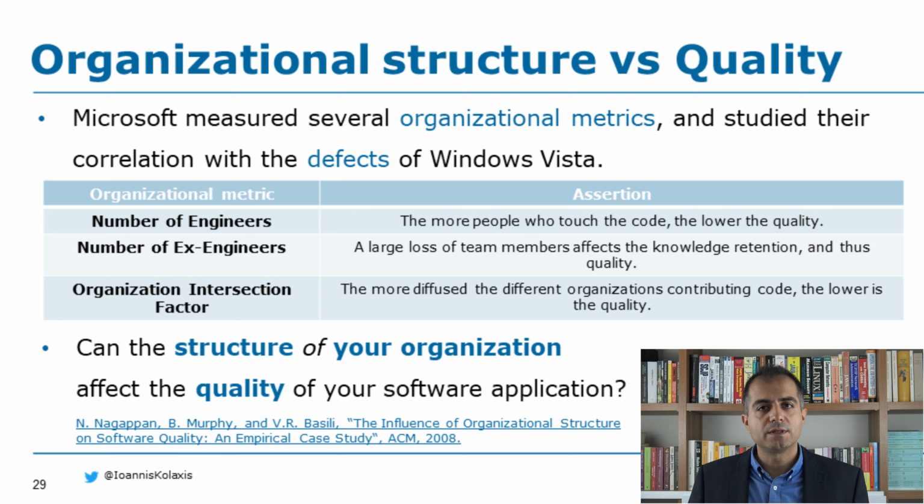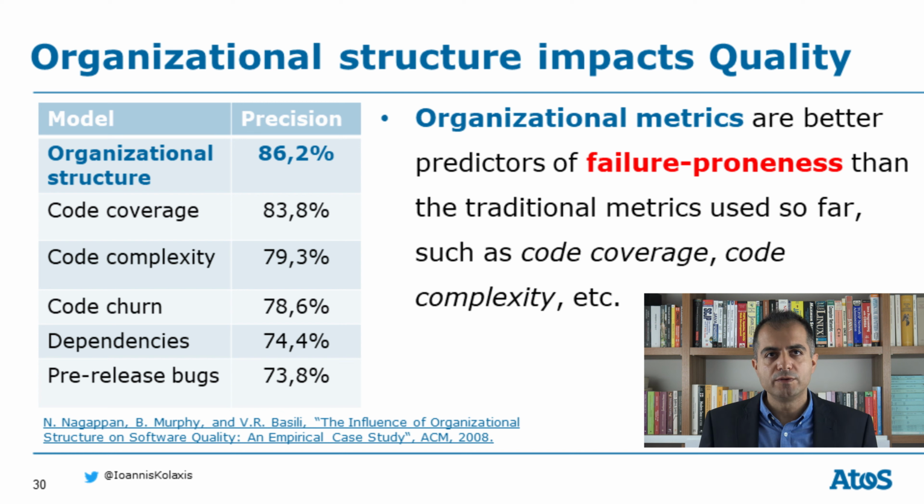And they performed a statistical analysis between the defects for each component and the organizational metrics, the teams, the persons that worked for these components. And you know what they proved? They proved that the organizational structure impacts software quality more than any other factor that we knew.